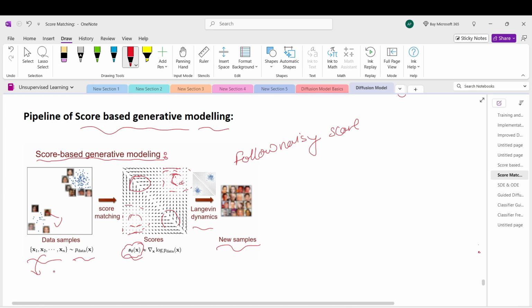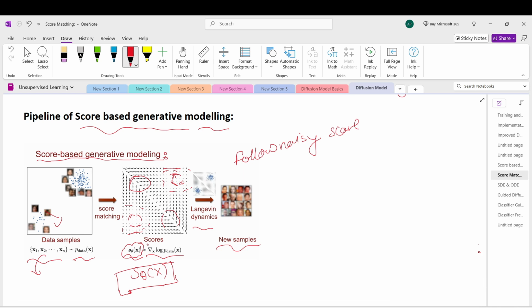From the data, which lies in our training set, we're going to approximate the score. As we know that neural networks are universal function approximators, and this is a vector-valued function, our neural network can approximate this vector-valued function. So we're going to apply a neural network to approximate this quantity, the gradient of log p data of x, and our neural network will approximate this vector-valued function, which is the score.